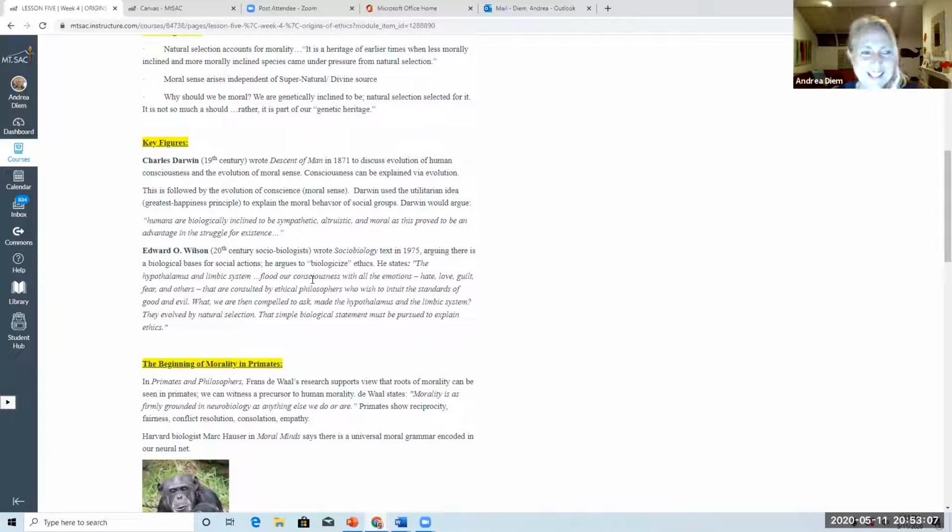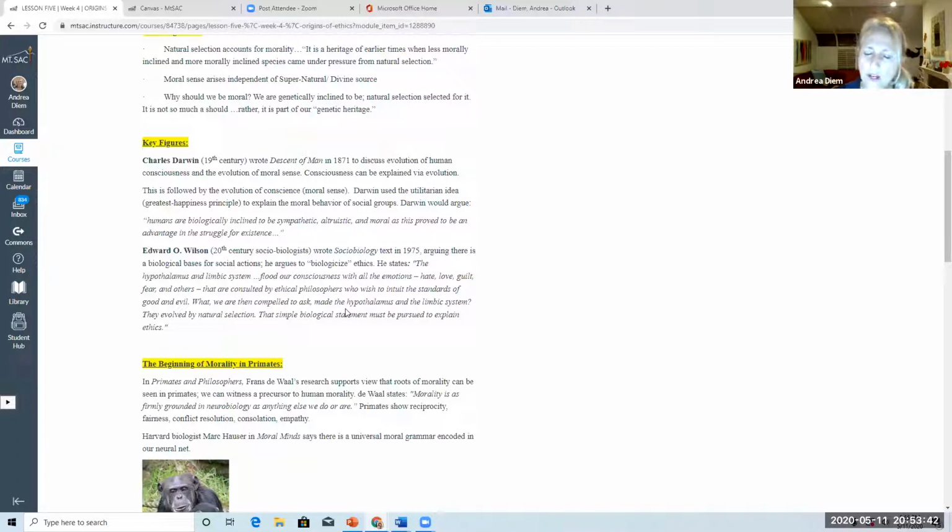See if I can make sense of that. He looks at our hypothalamus and our limbic system, and he says these deal with a lot of our emotions of hate and love and guilt, fear, etc. And that we need to investigate what's going on inside our brains and inside our neural net to understand our ethical approaches in the world. And that we have evolved by natural selection, he says, to be moral. And it can go back to even what's going on inside the brain.